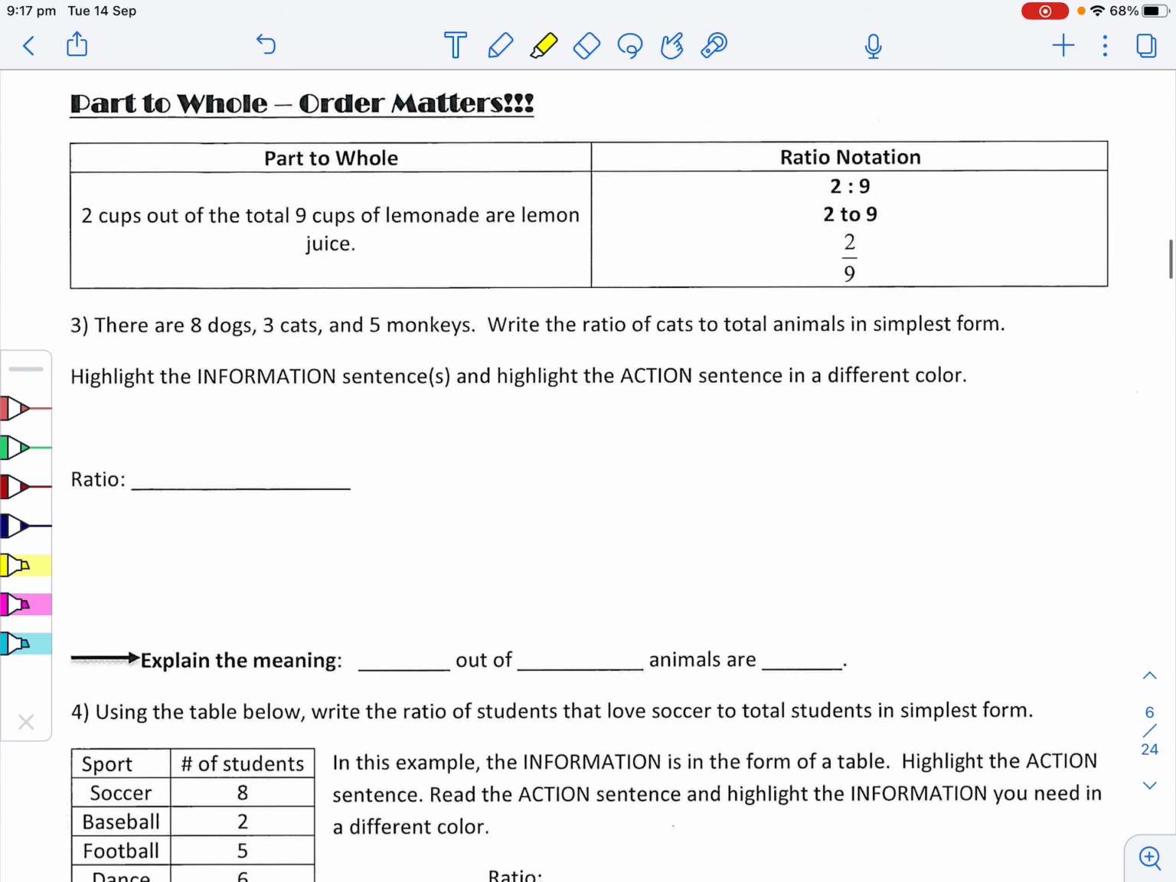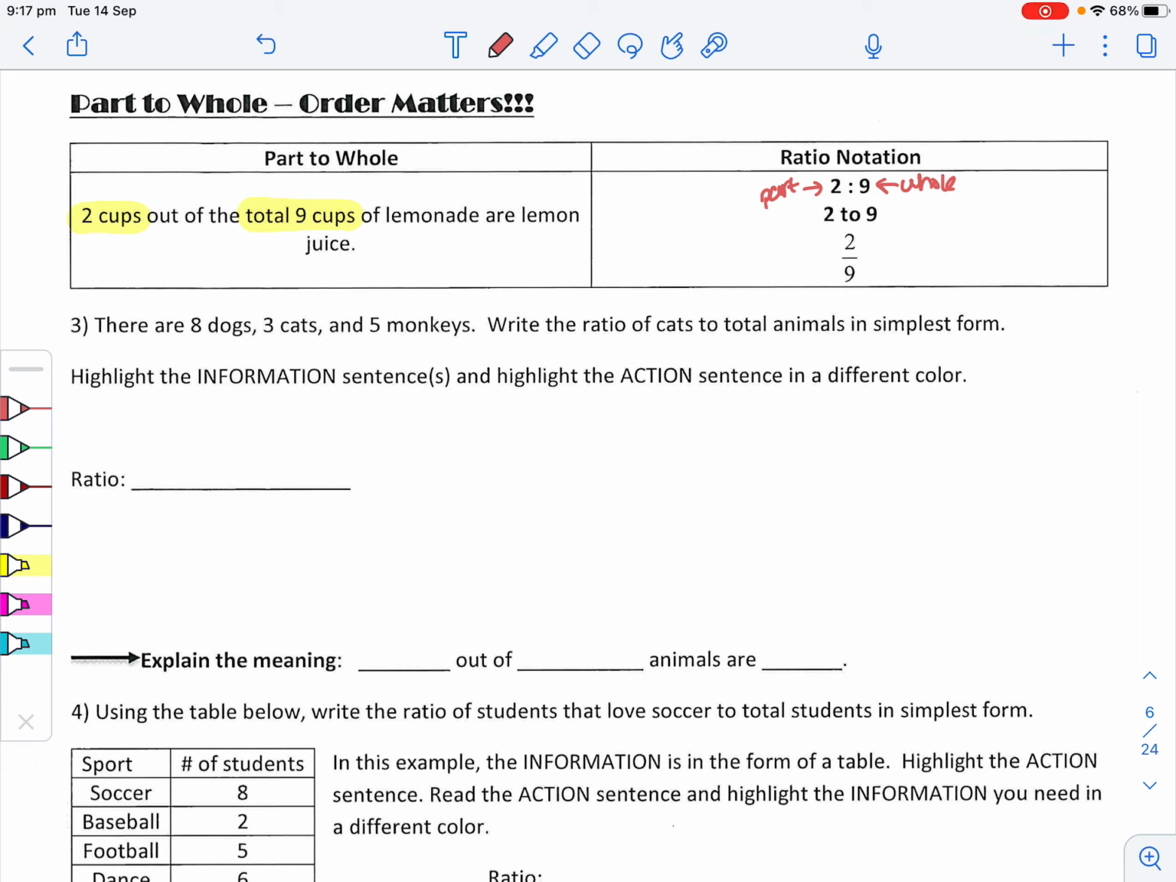So now we're going to talk about parts of whole, and order still matters. So this says 2 cups out of the total 9 cups of lemonade are lemon juice. So 2 cups out of the total 9. So this is the part, this is the whole. Okay. So when we look at our ratios over here in ratio notation, this is the part, this is the whole. Okay.